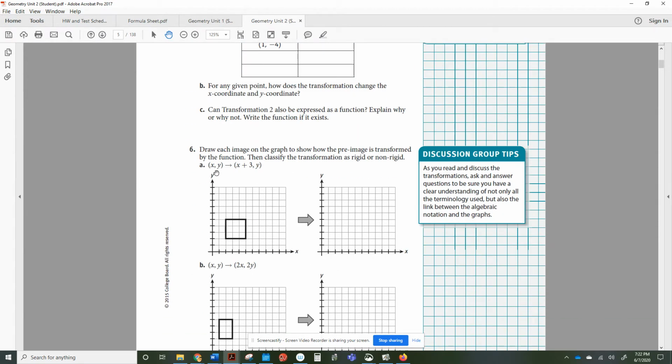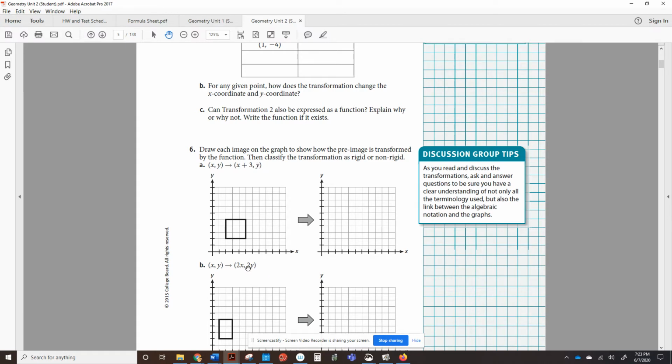Here's another one right here. They're giving you, what is this called? This is called the pre-image. And the pre-image, we are transforming this, translating the transformation. The specific transformation is a translation. And we recognize it as a translation because of the plus and minus.